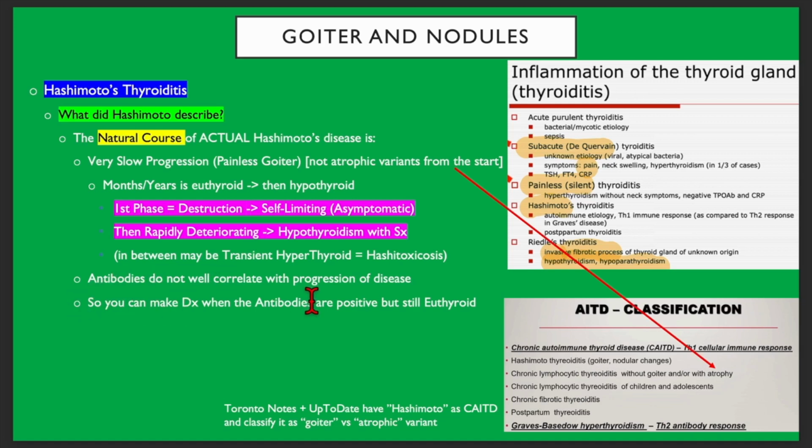And why is it important to test for antibodies in these disorders? Because we can make the diagnosis in the euthyroid phase. So in the first phase, we can make the diagnosis. So who are we going to check? We're going to check someone who has a family history, who has risk factors for Hashimoto, has some other autoimmunity like diabetes, and slowly some goiter is growing.